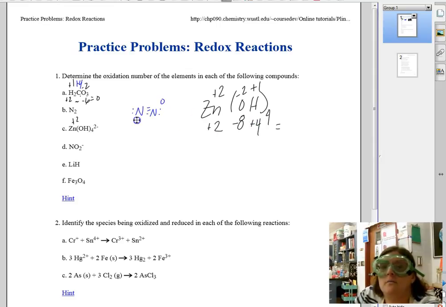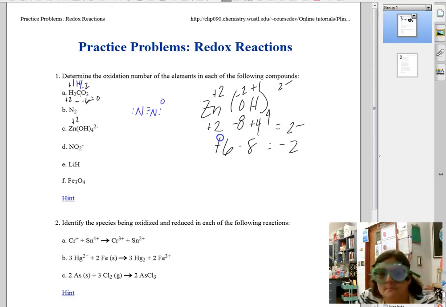So now, we notice up here also there's a negative 2 charge overall. That means that this has to add up to negative 2. Does it? 2 plus 4 would be 6. Plus 6 minus 8 is equal to negative 2. Nitrate, again, we have an extra electron, so we say that we have to add up to negative 1 instead of 0.